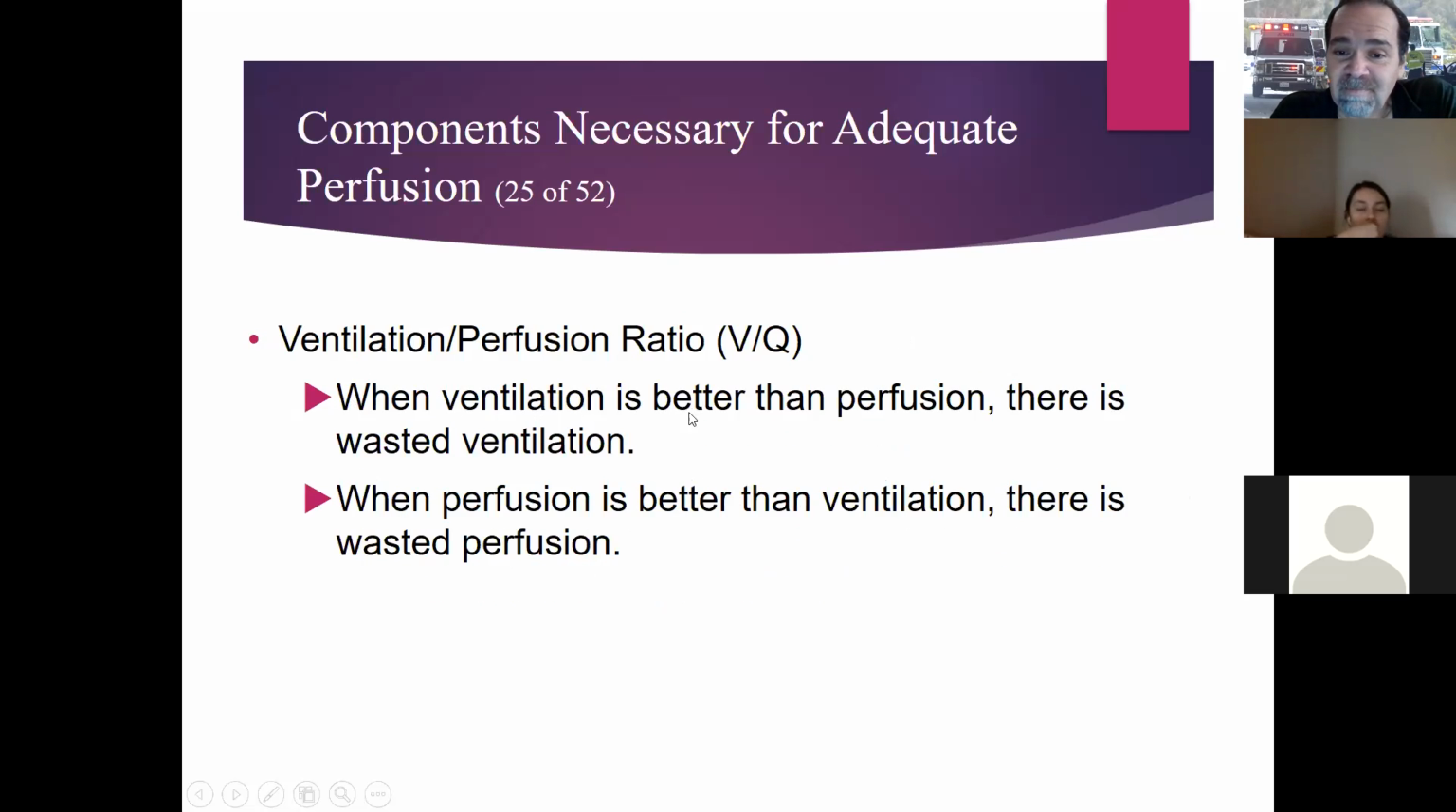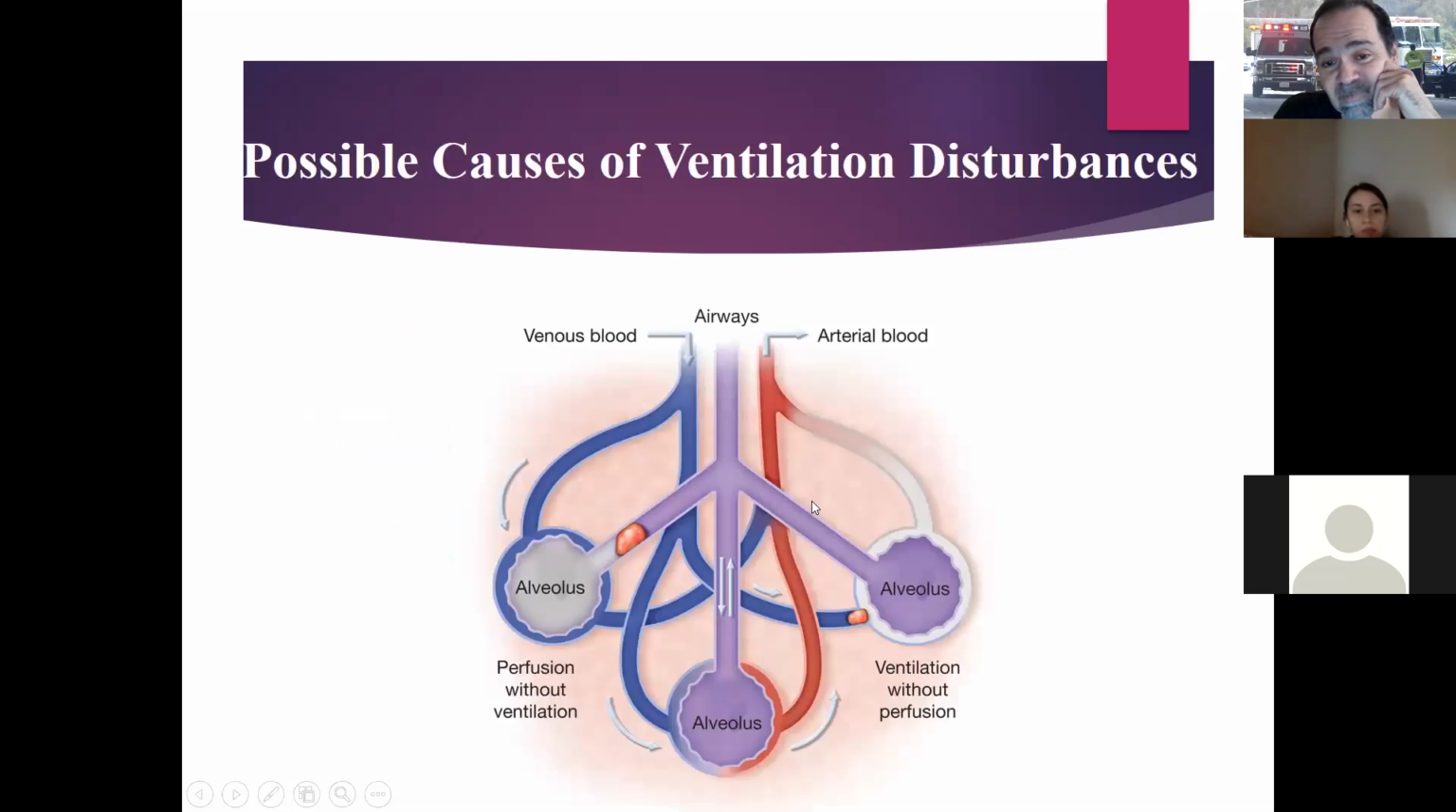When ventilation is better than perfusion, there is a wasted ventilation. So let's say you breathe a lot faster, but if you don't have any oxygen going in, then it's just wasted ventilations. And when perfusion is better than ventilation, where blood is actually taking in the oxygen, it's a wasted perfusion. You get to see an example right here of what possible causes can cause that.